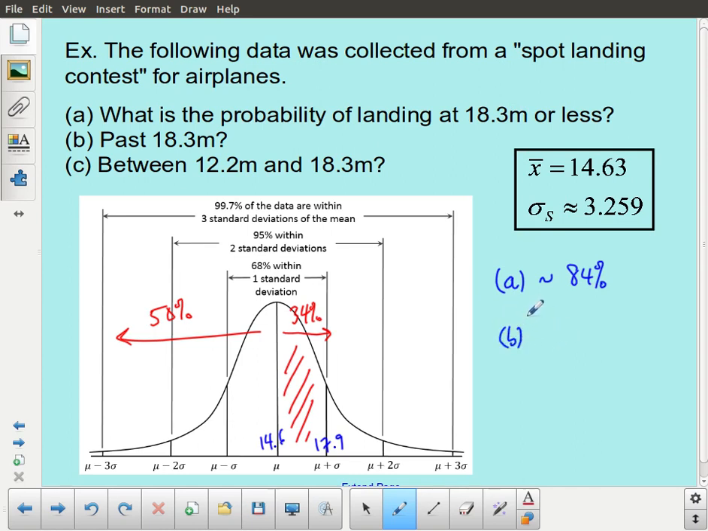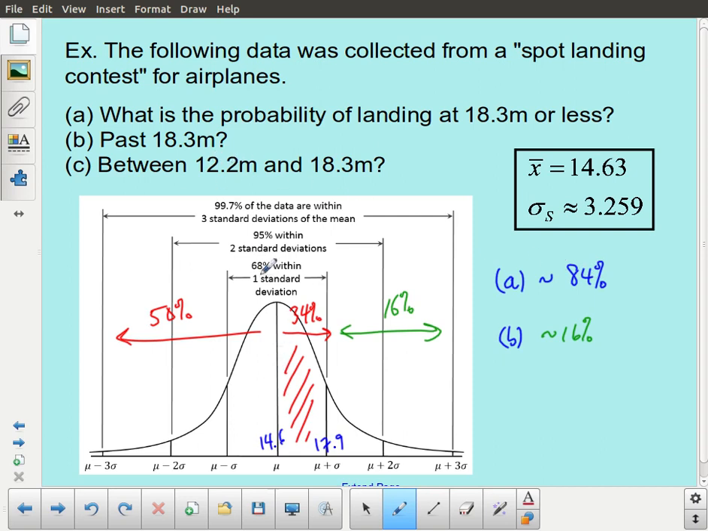What about for part B? What's the probability of landing past 18.3 meters? Well, that's going to be the remaining part of the graph. And if 50% is here, 34% is here, making 84%, that remaining part must be about 16%. And I expect that to be a little less than 16%, for the same reason I expected the previous one to be a little more than 84%.